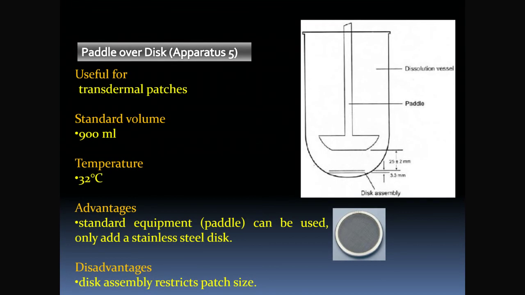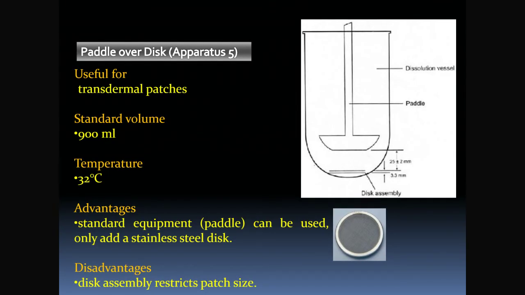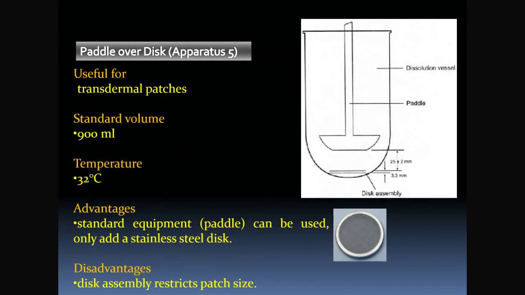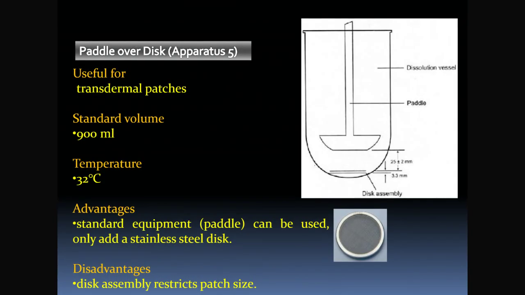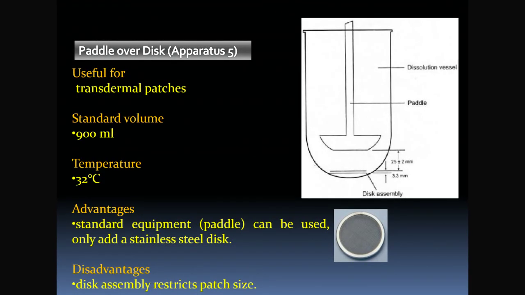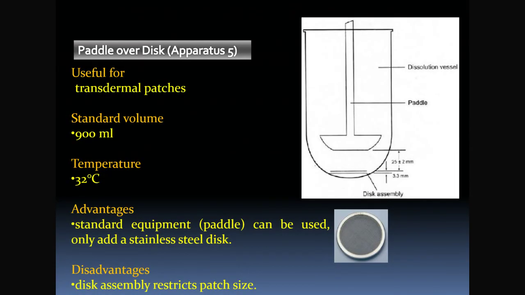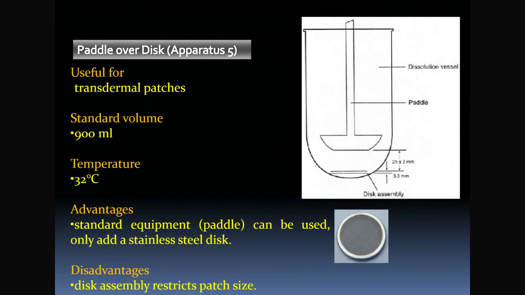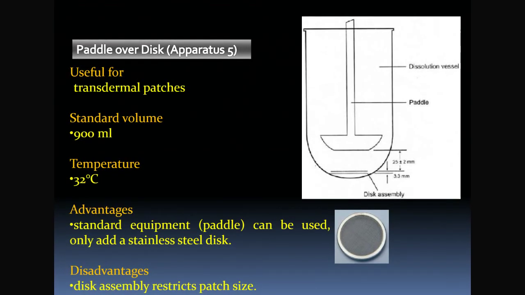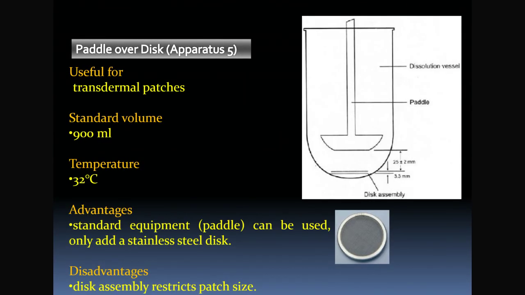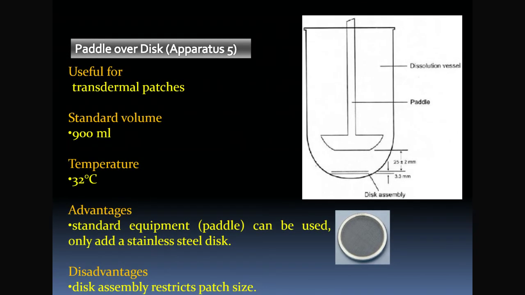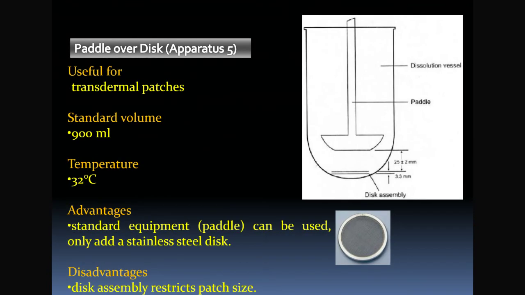This configuration leverages existing hardware, but introduces a physical bottleneck, as the diameter of the disc assembly strictly dictates the maximum surface area of the patch that can be exposed to the solvent flux. How would the rate of drug diffusion from the polymer matrix be altered if the rotational velocity failed to overcome the stagnant layer formed within the narrow 3.3 mm disc housing?